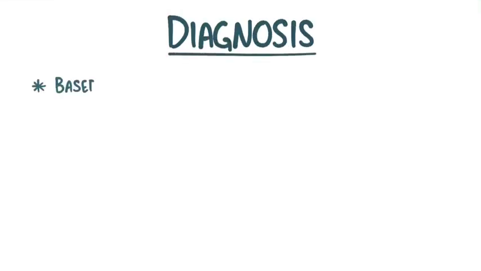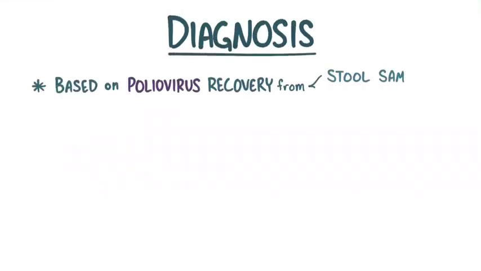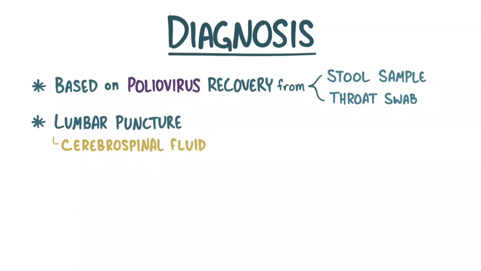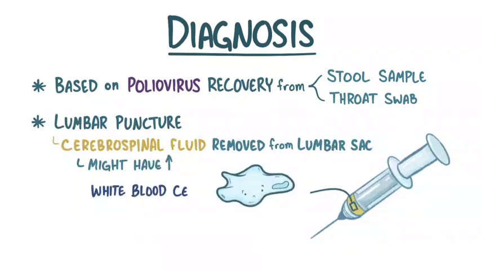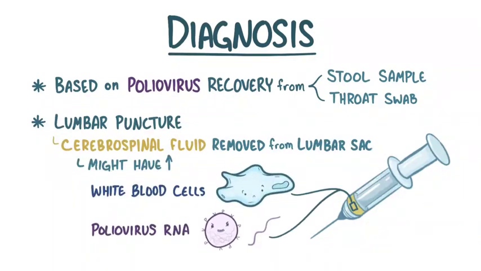Diagnosis of polio is based on the recovery of poliovirus from a stool sample or a throat swab. Poliomyelitis can also be diagnosed by a lumbar puncture where cerebrospinal fluid is removed from the lumbar sac with a needle. The cerebrospinal fluid might have an increased number of white blood cells or poliovirus RNA.